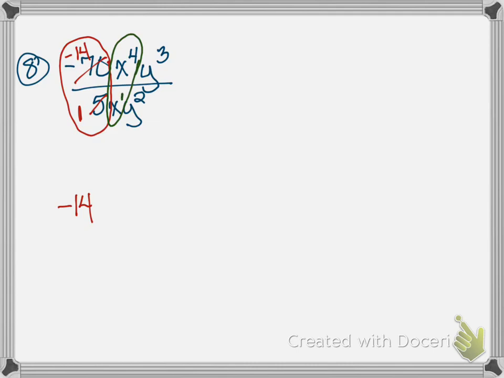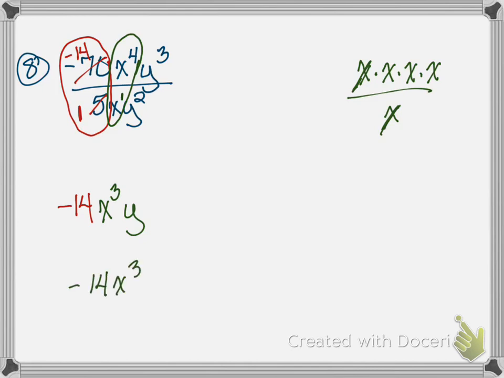So when we are dividing exponents, we subtract. It's just like x times x times x times x, that's x to the 4th, over x. So we can cancel one of those, and I'm left with x to the 3rd. So I subtract those. And then I have y to the 3rd over y squared, so I can subtract those exponents, and I am left with y. And that is number 8. So my final answer here is negative 14 x to the 3rd y.